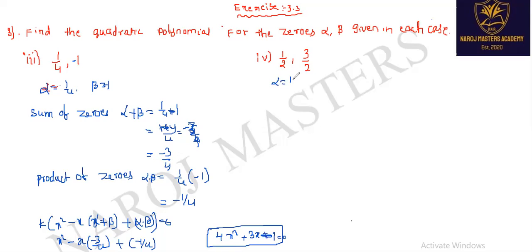And next look at the fourth one. Alpha is equal to 1 by 2, beta is equal to 3 by 2. Sum of zeros, alpha plus beta, equals 1 by 2 plus 3 by 2. Your denominator 2 is there, then 1 plus 3 is 4 by 2, that equals 2. Okay? Then product of zeros.